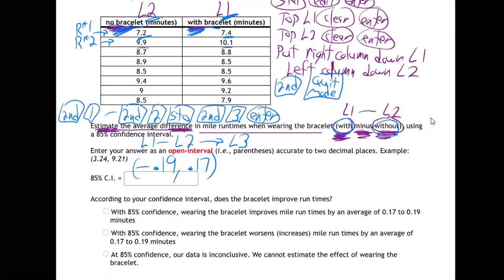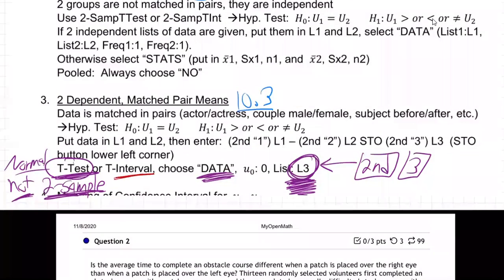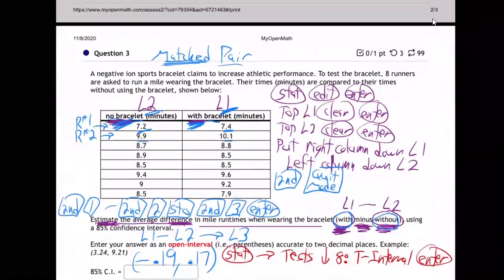Oh, and I didn't tell you the rest of the buttons to push, did I? After you do that, you have to press STAT, go over to TESTS, and go down to number 8, which is T-Interval, because this is a confidence interval, not a hypothesis test. And it's T-Interval, not 2-sample. Notice it's not 2-sample. Go back to the notes, right? It's just T-Interval, and you've got to make this L3. That's the key thing there.